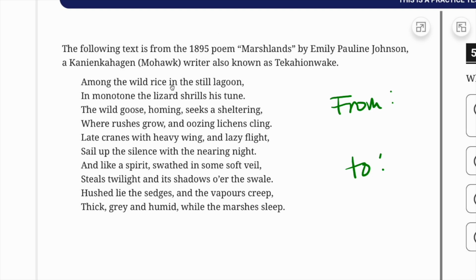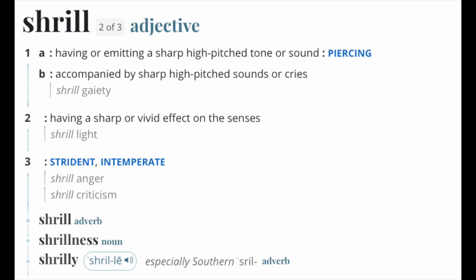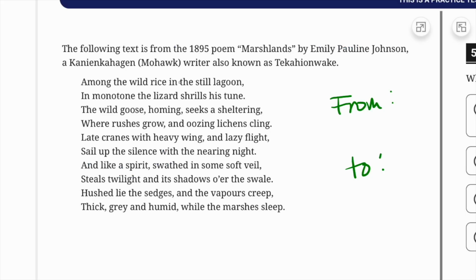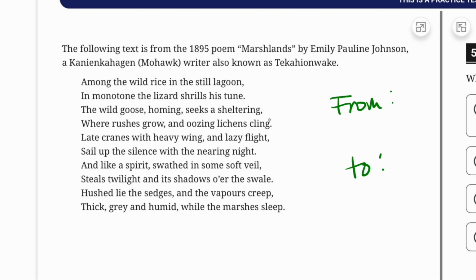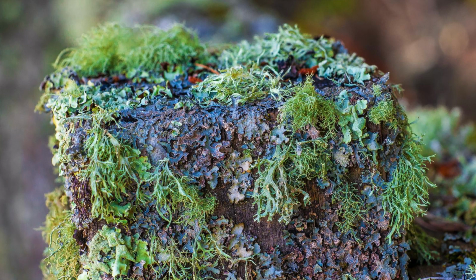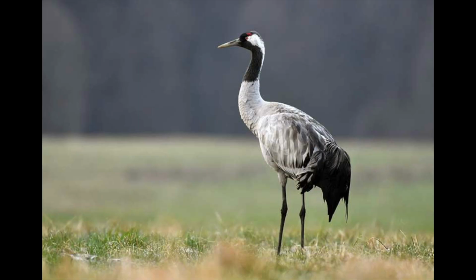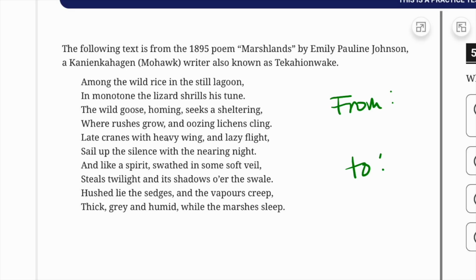So, among the wild rice in the still lagoon, in a monotone, the lizard shrills his tune. Shrills, I've never heard that as a verb, but as an adjective, shrill means like a shrieking, harsh sound. So we have a lizard out in a lagoon. The wild goose seeks a sheltering where rushes grow, oozing lichens cling, some kind of mossy something or other. Late cranes, and these are cranes as in birds, with heavy wing and lazy flight, sail up the silence with nearing night.